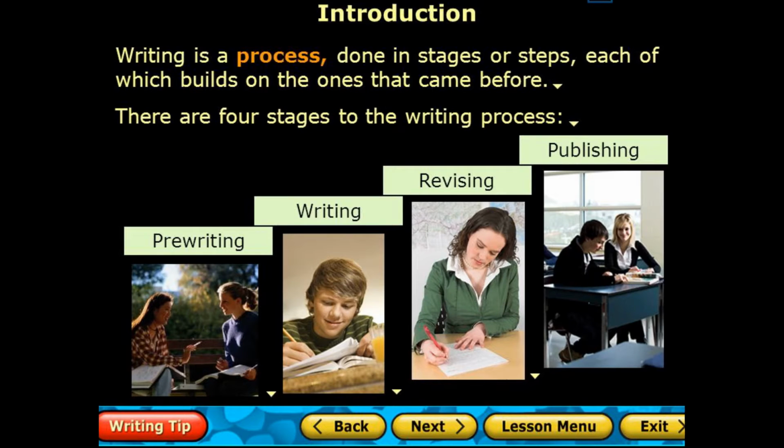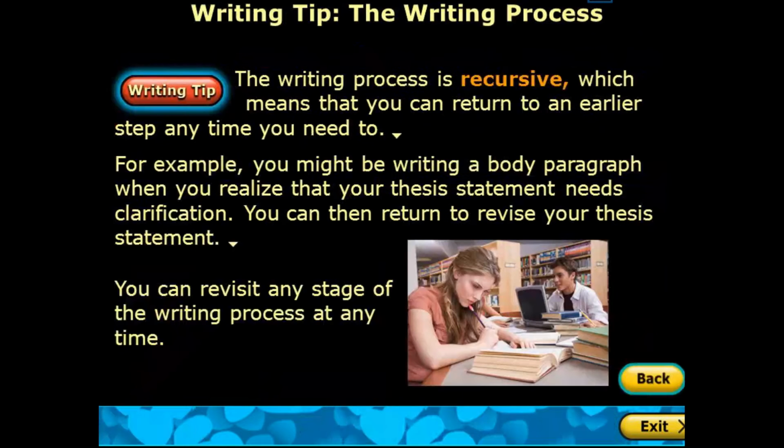Writing is a process, done in stages or steps, each of which builds on the ones that came before. There are 4 stages to the writing process: pre-writing, writing, revising, publishing. Writing tip: the writing process.